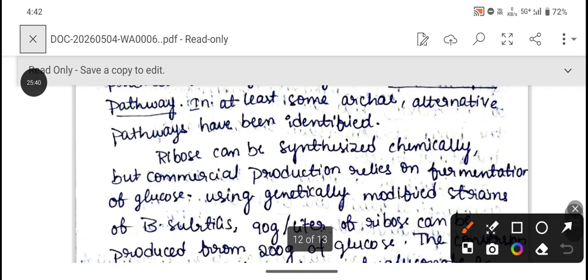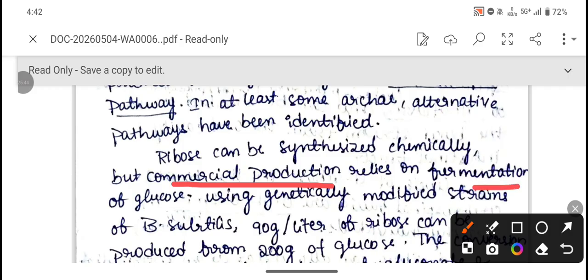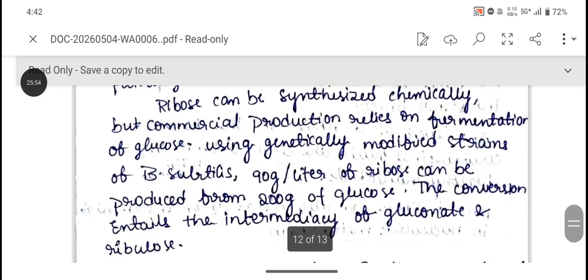So here the ribose can be synthesized chemically, but commercial production relies on fermentation of glucose using genetically modified strains of Bacillus subtilis. 90 grams per liter of ribose can be produced from 200 grams of glucose.